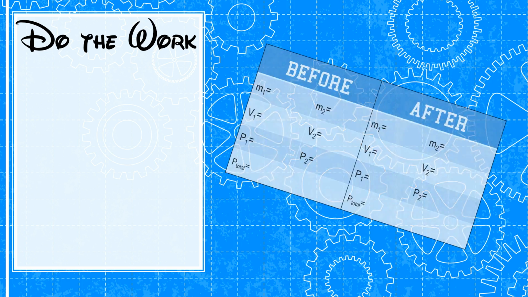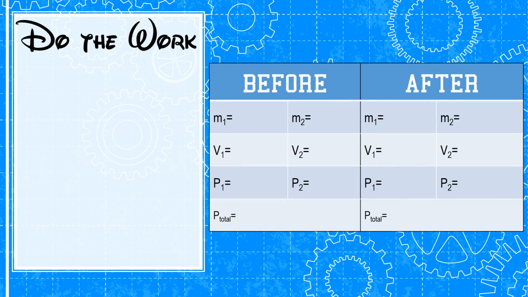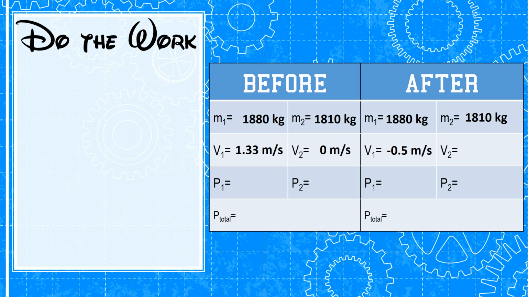Let's apply that and do the work. I know some given information about these two boats. I know their masses before and after. I know boat 1's velocity and boat 2's velocity. I only know boat 1's velocity after the collision. These are the 7 given pieces of information that I know.